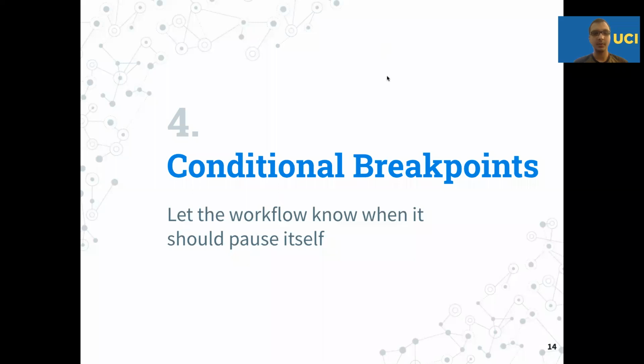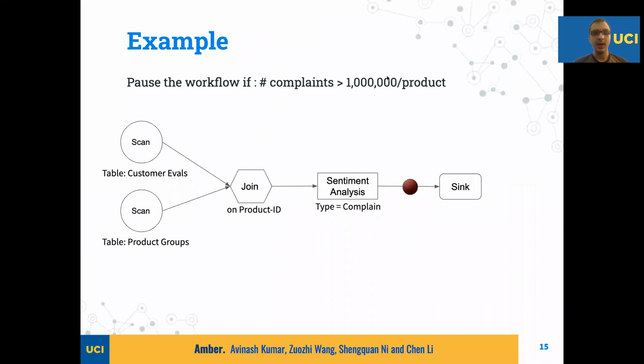Another powerful feature supported by Amber is conditional breakpoints. Amber accepts predicates from users that it continuously evaluates on the incoming data, and when the condition is satisfied, the workflow pauses itself. In this workflow, a company is monitoring customer complaints being received per product on an app store. If suddenly there is a spike in the number of complaints, it may mean that the product is being maliciously targeted or the sentiment analysis operator is malfunctioning.